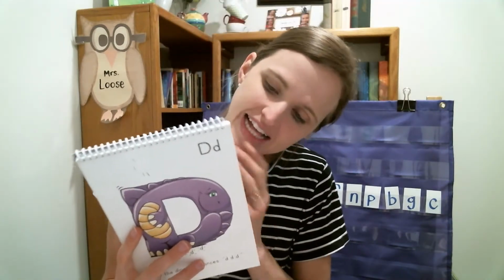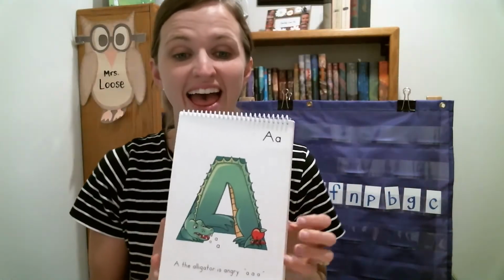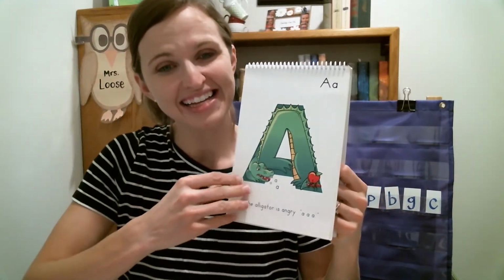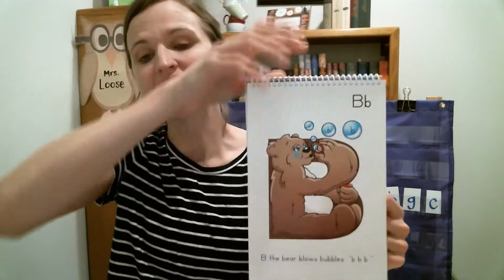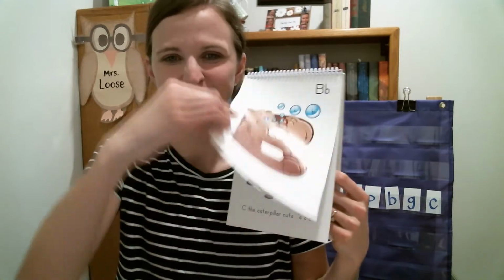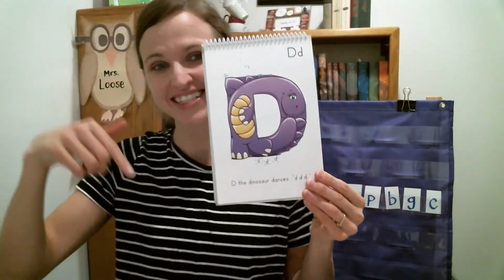All right, let's look at the animals we did last week. I went too far. A, the alligator is angry. Ah, ah, ah. B, the bear blows bubbles. B, b, b. C, the caterpillar cuts. K, k, k. And D, the dinosaur dances. D, d, d. Very good.